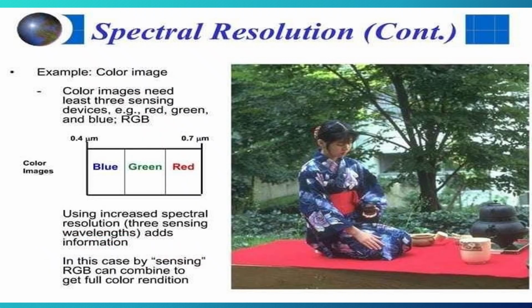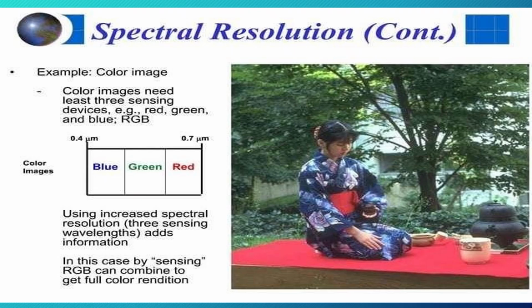This slide continues explaining spectral resolution using a color image as an example. Unlike a black and white image, a color image requires at least 3 sensing devices or bands, red, green, and blue, RGB. Each band captures a specific portion of the visible spectrum. When these 3 bands are combined, they produce a full color image.